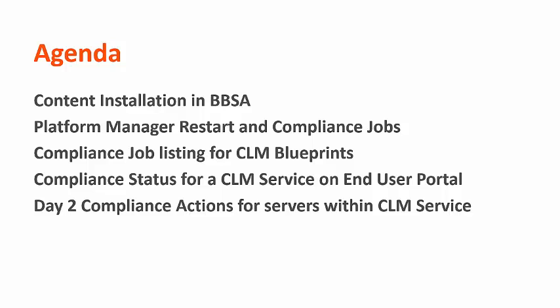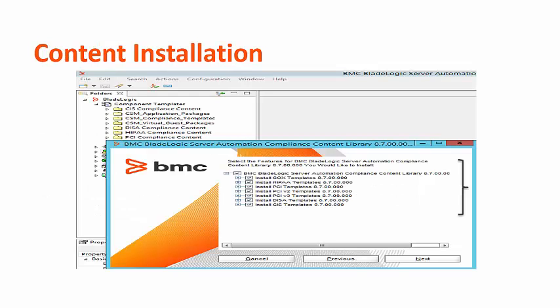First of all, we'll be checking how we install the required compliance content into BSA, and then a Platform Manager restart for CLM, which will create the required compliance jobs in BSA, which will be published to the CLM. And how do we create a CLM blueprint with compliance jobs? And after the provisioning, how does compliance look on an end user portal for a service and a server level UI? And then we can see how a cloud admin can add and remove the compliance job as part of day two actions.